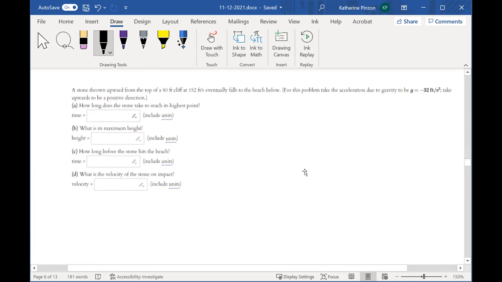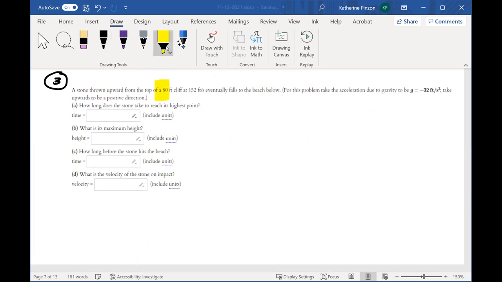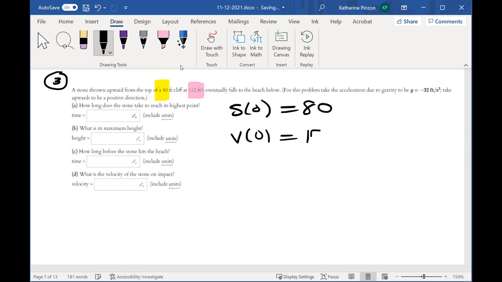Okay, 3. This is 3, even though you can't see the number on the screenshot. A stone thrown upward from the top of an 80-foot cliff at 152 feet per second. What do these two things tell you about the stone? Current position. So let's call it initial, because that may as well be the current. The initial position and the initial velocity.